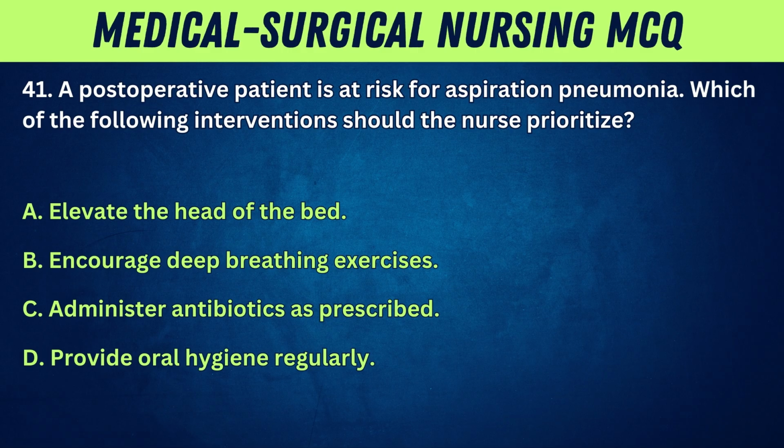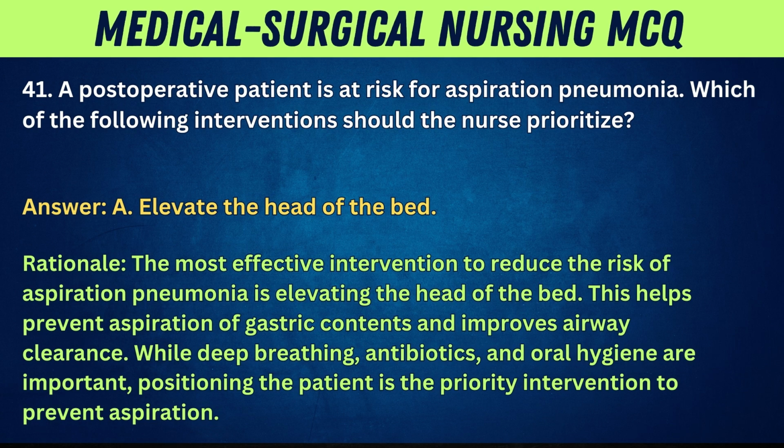C. Administer antibiotics as prescribed. D. Provide oral hygiene regularly. Answer: A. Elevate the head of the bed. Rationale: the most effective intervention to reduce the risk of aspiration pneumonia is elevating the head of the bed. This helps prevent aspiration of gastric contents and improves airway clearance. While deep breathing, antibiotics, and oral hygiene are important, positioning the patient is the priority intervention to prevent aspiration.